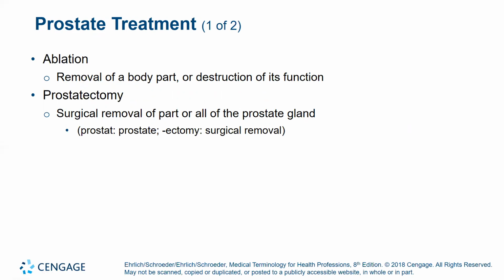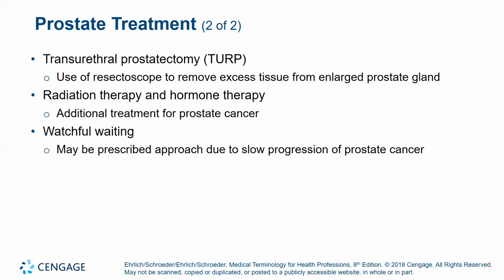Some things to treat prostate. We have ablation, which is just removal of a body part or destruction of its function. We also have then a prostatectomy, just surgical removal of the prostate. It could be all or part of the prostate gland. We have what they call TURP, transurethral resection of the prostate, with the use of resectoscope to remove excessive tissue from large prostate gland.